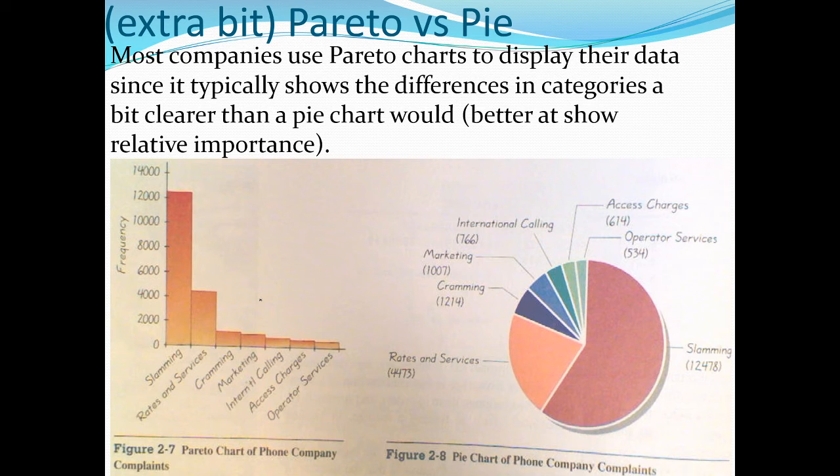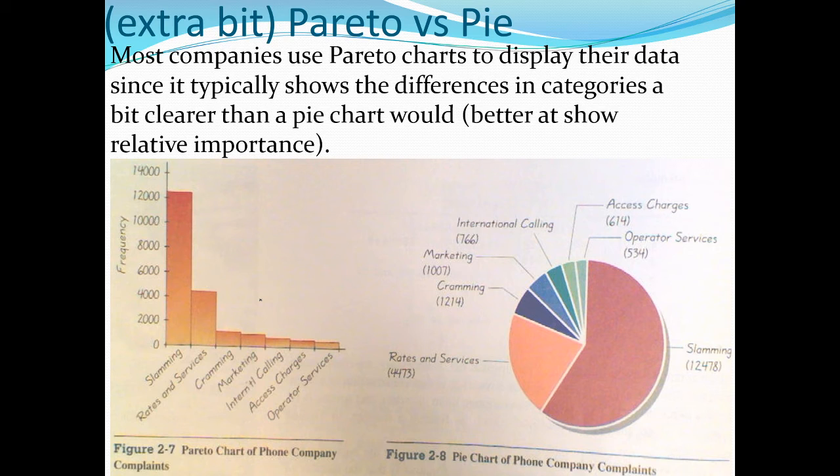So how do we know whether to use a Pareto or a pie chart? Because they both kind of do the same thing, really. Most companies use Pareto charts, though, because it allows you to see the disparity of the different categories a little bit easier than a pie chart would. Usually, if you want to show the percents of stuff, that's where a pie chart really shines, when you deal with percentage data. But if you just want to show the disparity of, this one category is making up such a big chunk, that's usually when companies use a Pareto chart.